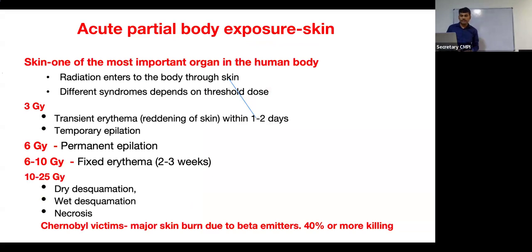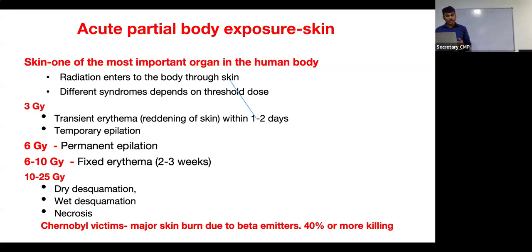With partial body exposure, various symptoms are also identified. Skin is one of the biggest organs and one of the most important organs when we do treatment or handle radiation, because radiation comes inside through the skin. So with partial body skin exposure, there are certain symptoms that can happen. You can say transient erythema. Erythema is the color change, reddening of the skin. It can be temporary or permanent erythema.